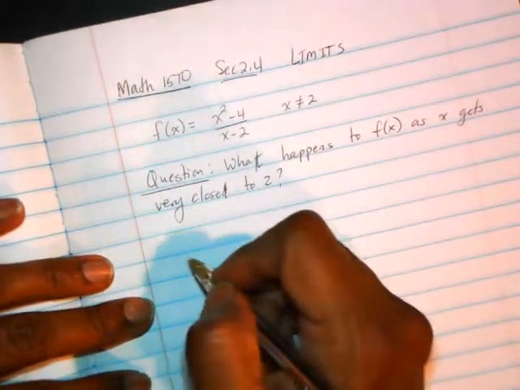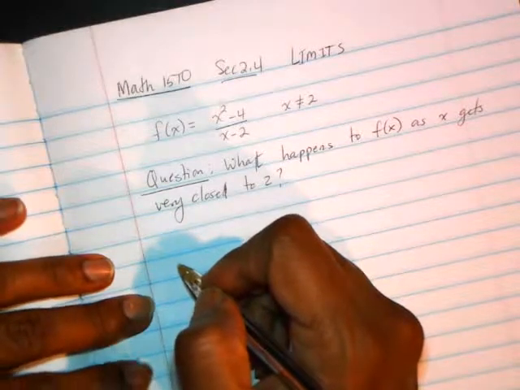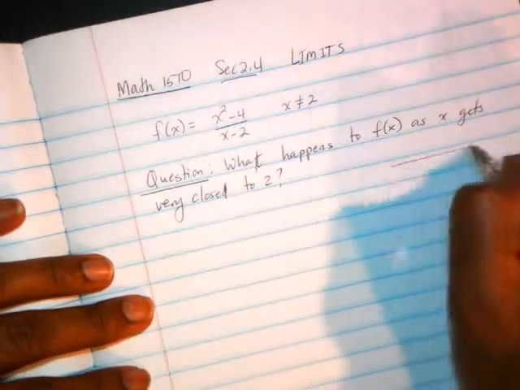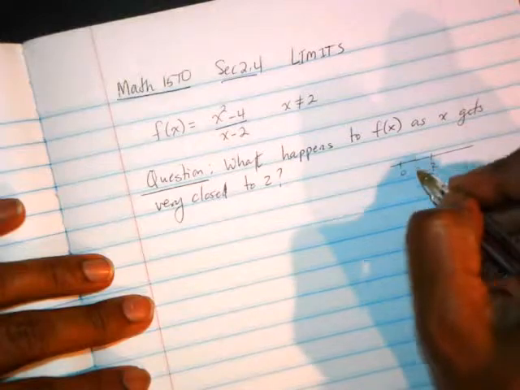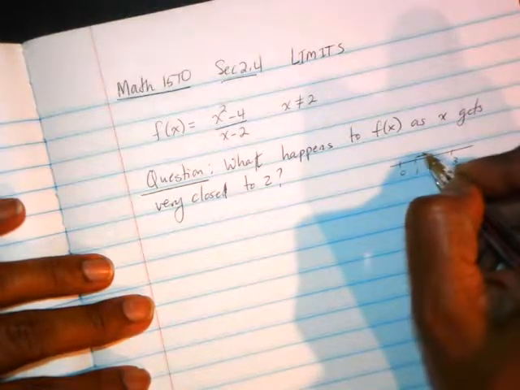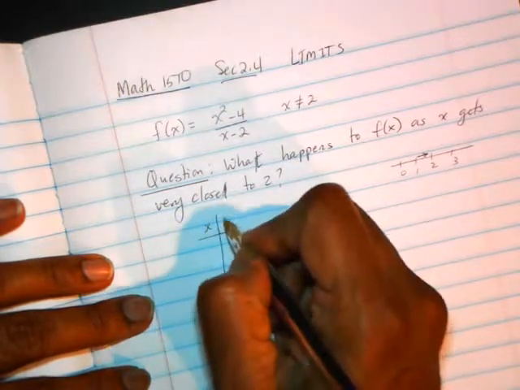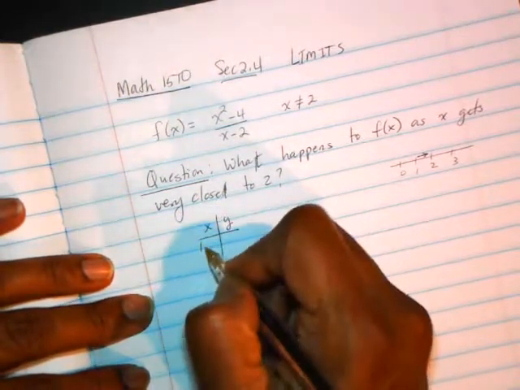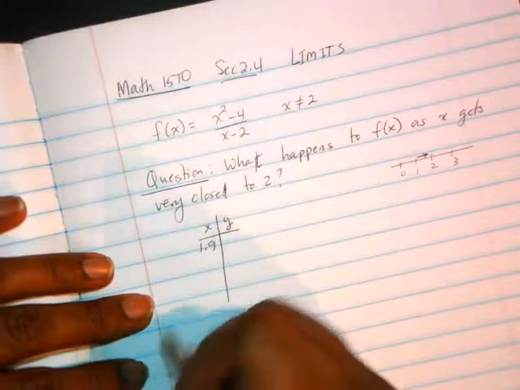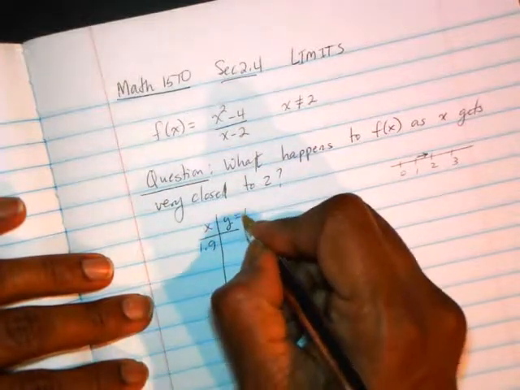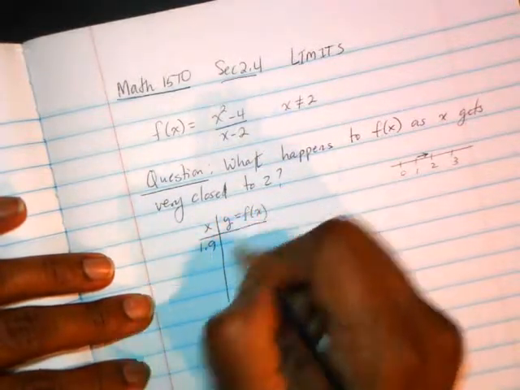So let's pick a number that's close to 2 from the left side of 2. So if here's 2 on the number line, there's 0, 1, 2, and 3. We're trying to get close to 2 from the left hand side. So let's make a table of values. Close to 2 from the left side of 2, 1.9 seems like a good candidate. And then we're going to figure out what y is, by plugging in 1.9.